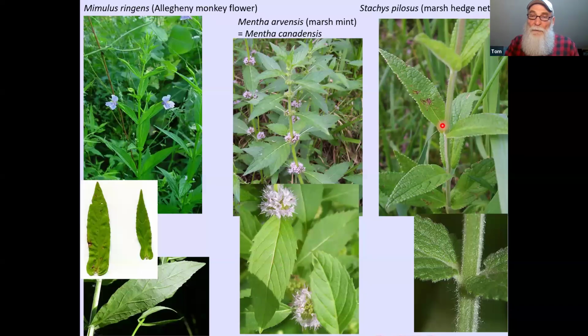And another one in the mint family is Stachys. This is Stachys pilosus, which is basically the correct name now for what you might still be calling Stachys palustris, which is not native to North America. And as far as we know, Stachys palustris is not in Iowa. But Stachys pilosus is probably the most common marsh hedge nettle that you'll find in wet areas.